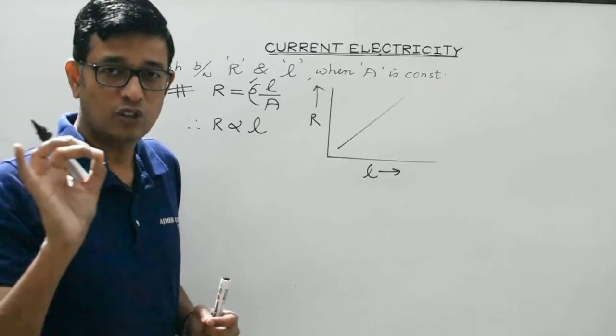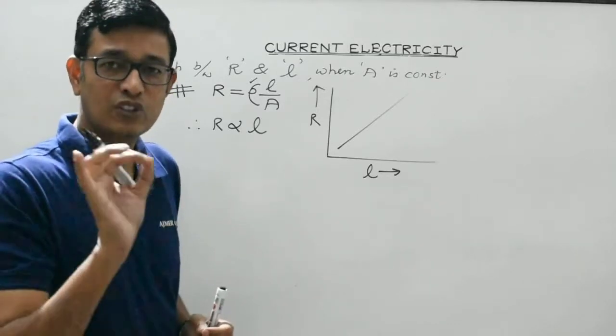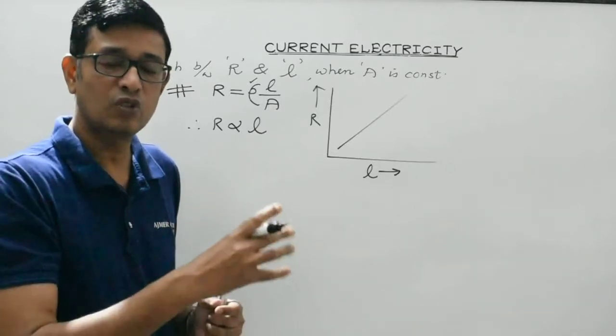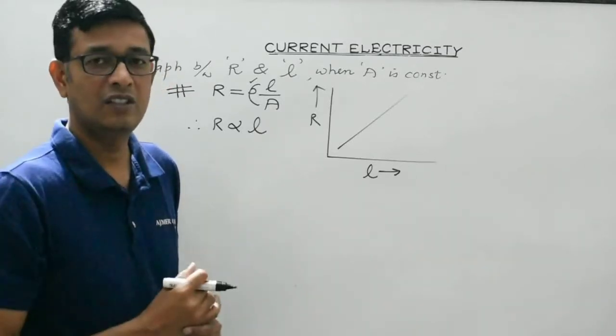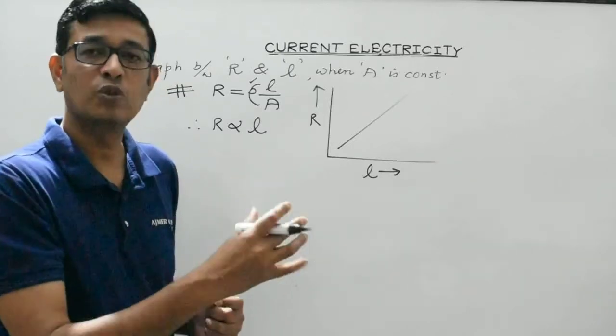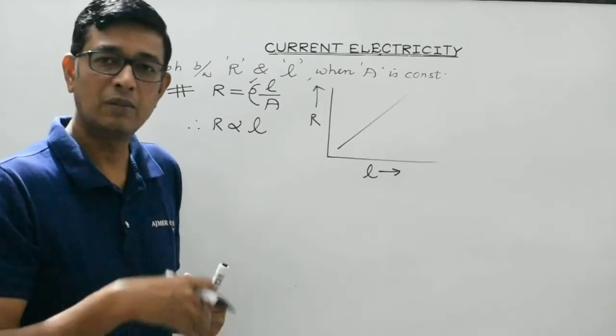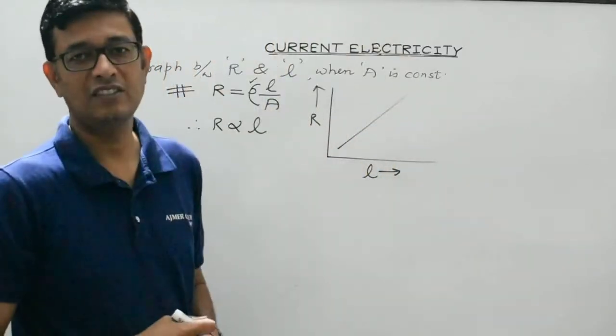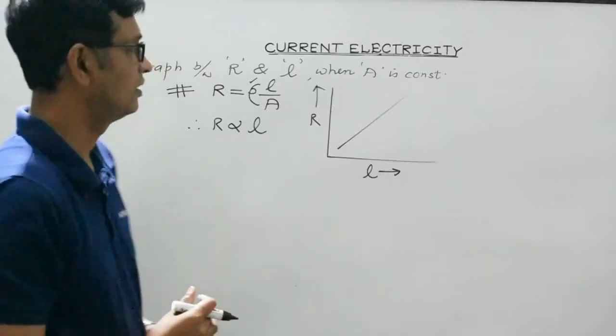In case the cross-sectional area remains constant, then if the length of the conductor is made twice, the resistance will also become 2 times. If the length of the conductor is made 4 times, the resistance will also become 4 times, provided the cross-section area remains constant. Right, students? Okay.